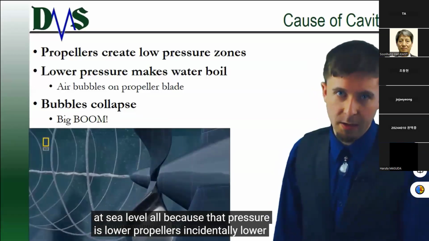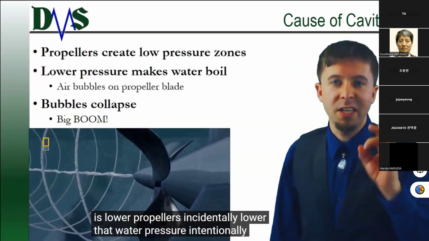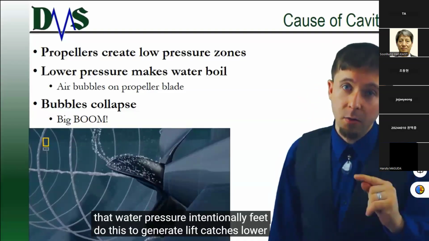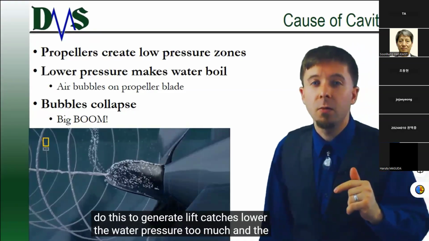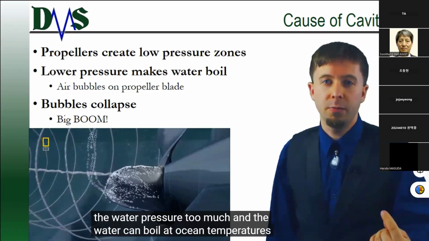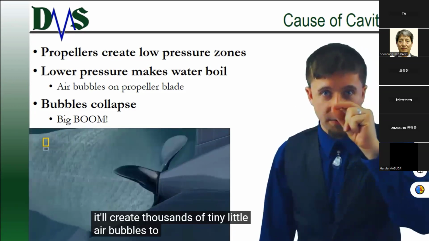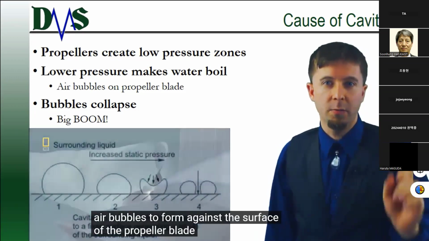Propellers, incidentally, lower that water pressure intentionally. They do this to generate lift. Catch is, lower the water pressure too much and the water can boil at ocean temperatures. It'll create thousands of tiny little air bubbles that form against the surface of the propeller blade.